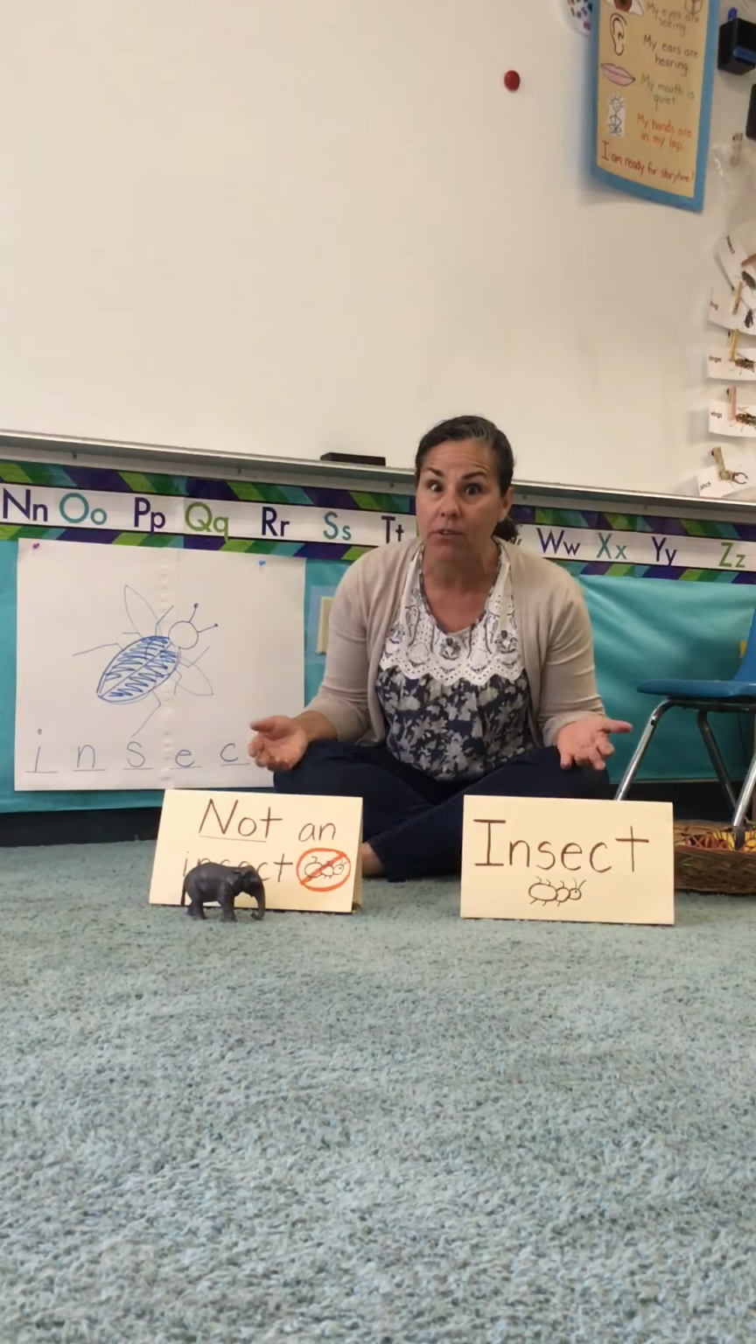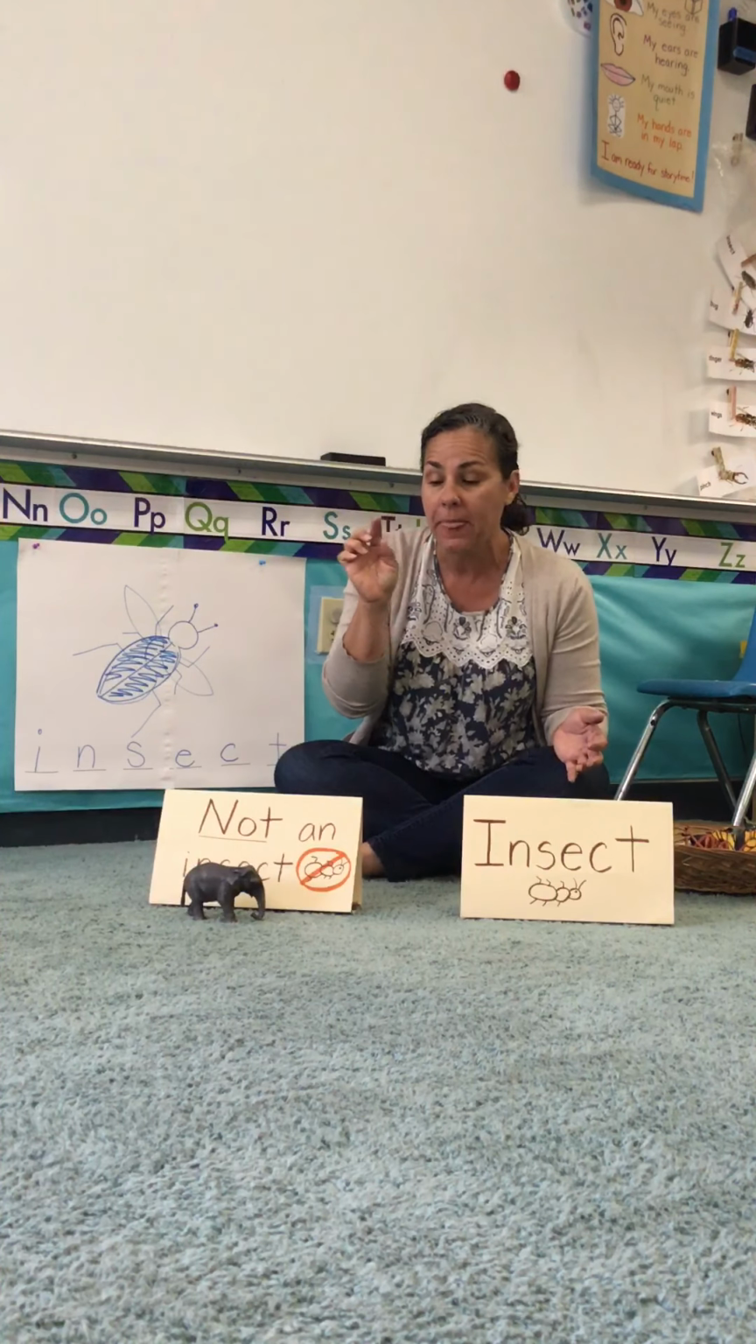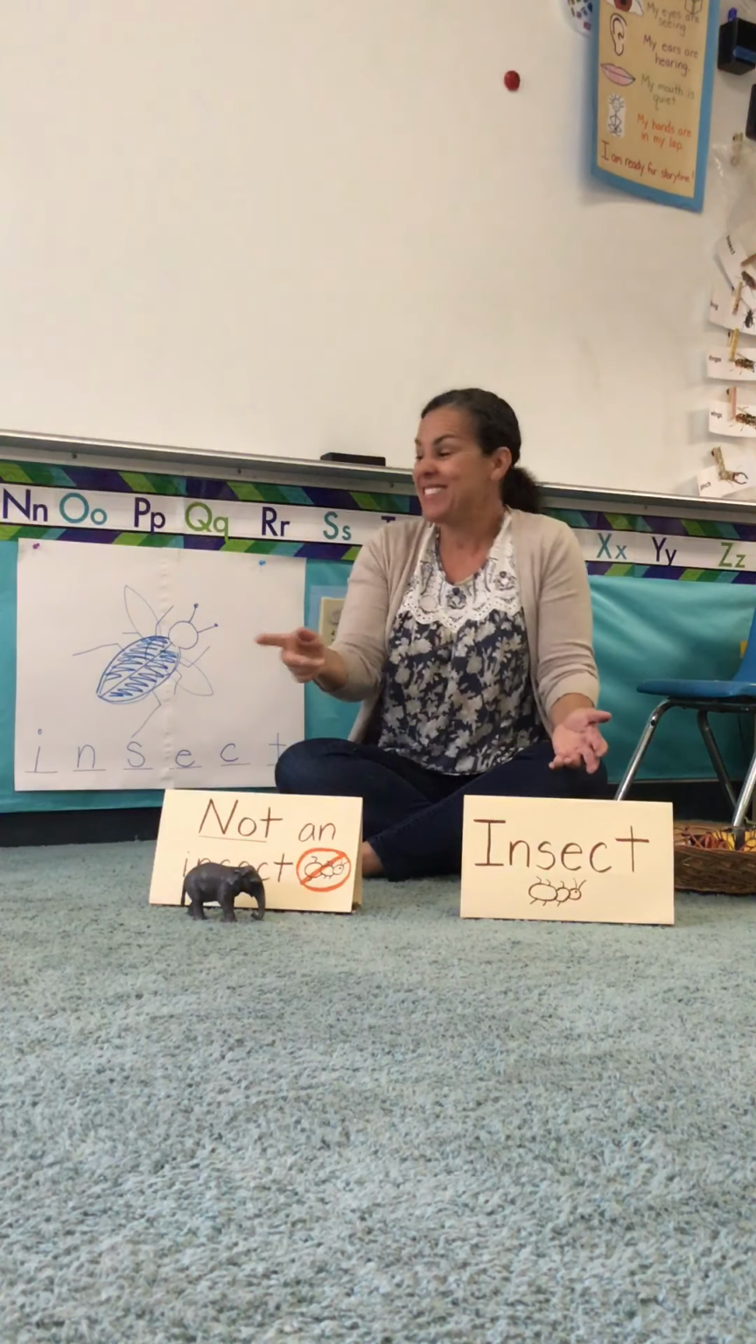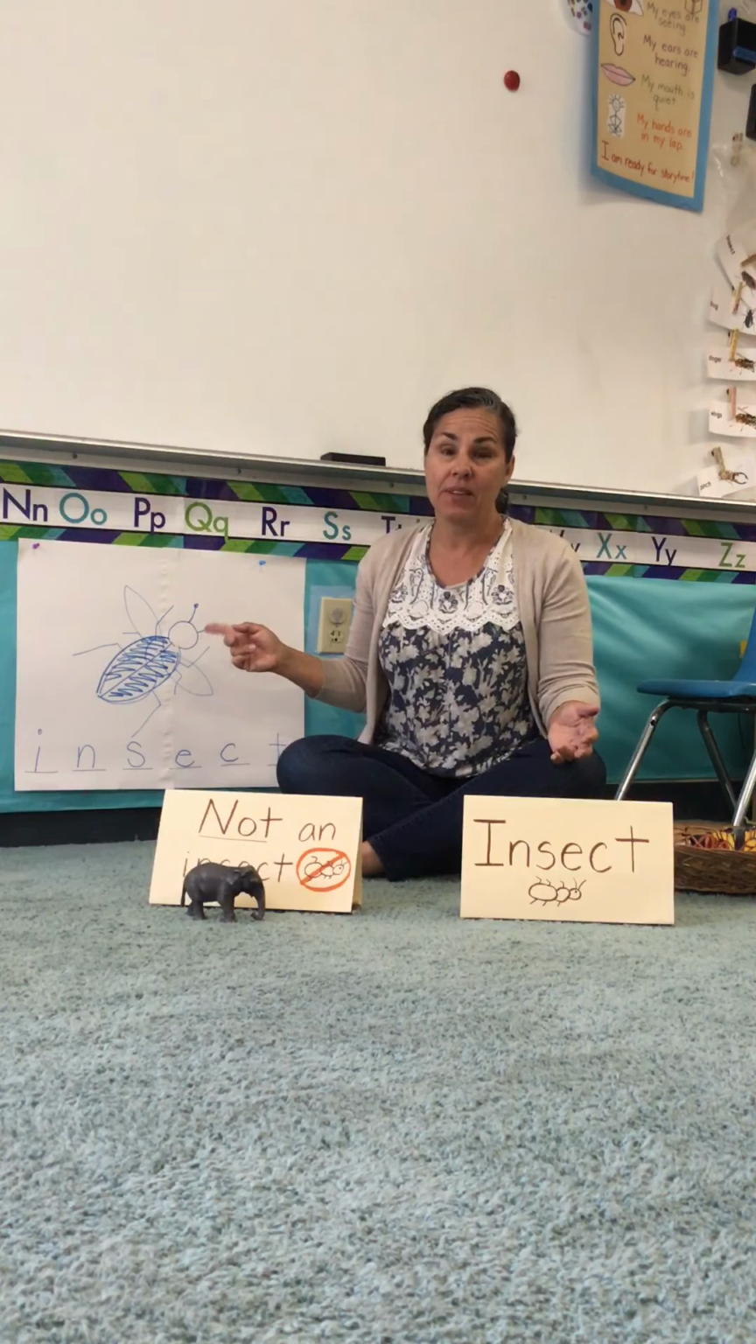Elephants are too big, first of all. Insects can be very small. And also, he doesn't have all the other qualities of an insect.